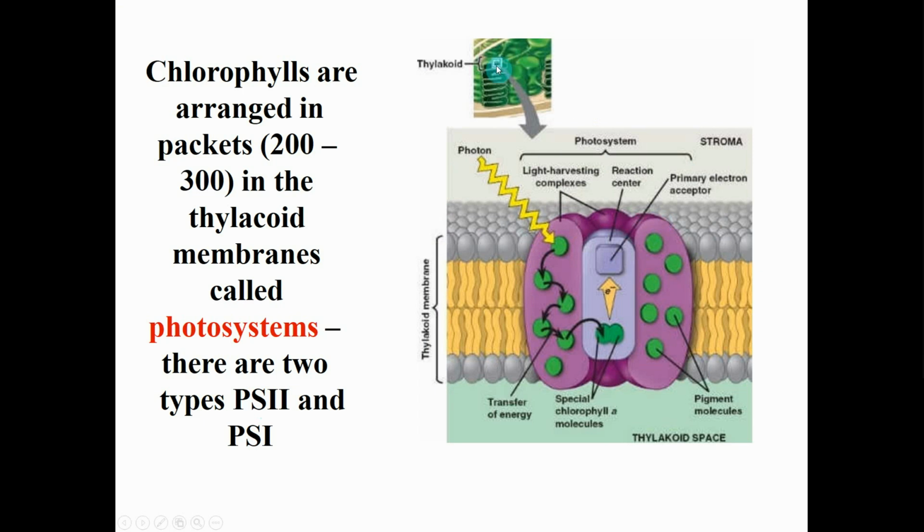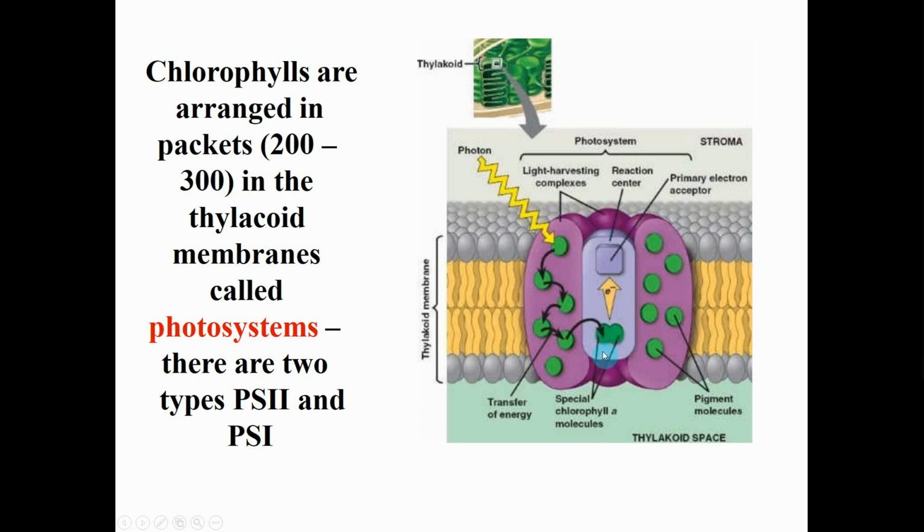So here is our thylakoid. This is our thylakoid membrane. This is the lumen. This is the stroma. This is the photosystem. This is that molecule, the light harvesting complex. This is the primary electron acceptor. This is the reaction center.